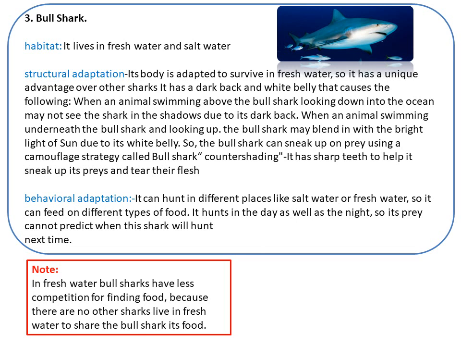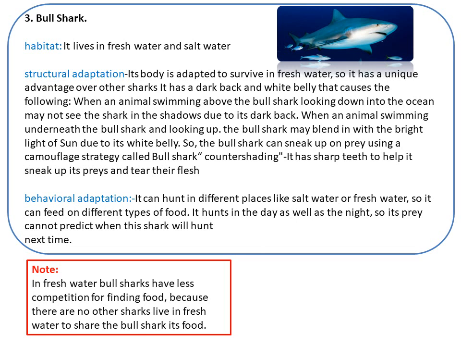It has a dark back and white belly that causes the following. When an animal swimming above the bull shark looks down into the ocean, it may not see the shark in the shadows due to its dark back. So if anyone is swimming above the bull shark, he thinks that the color is the color of the ocean.